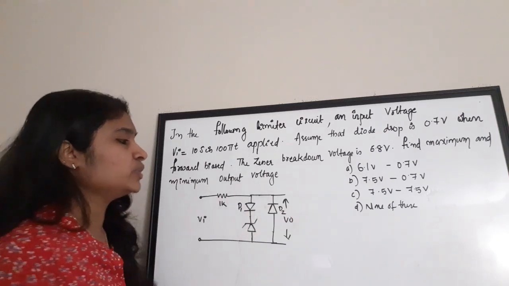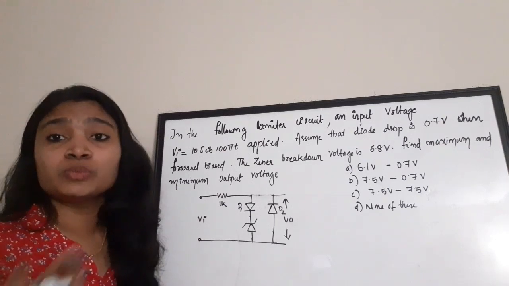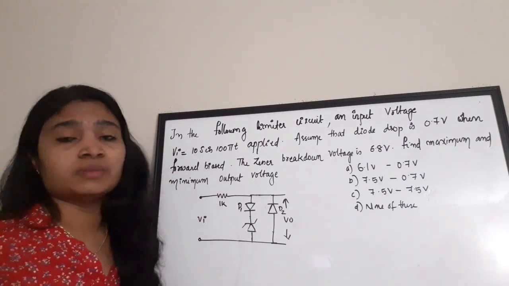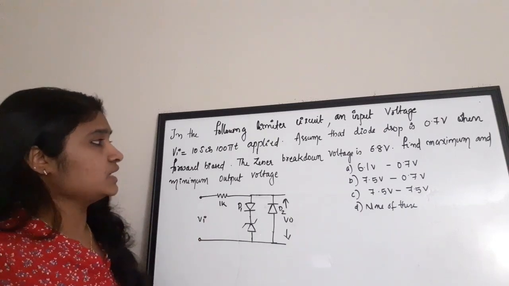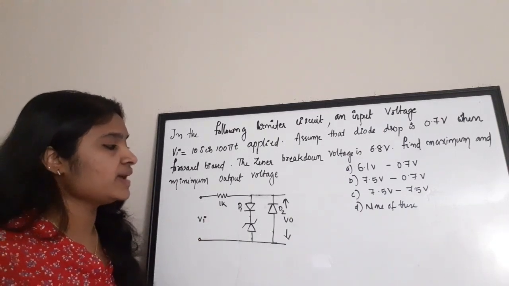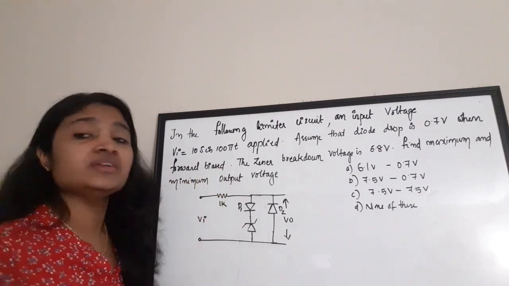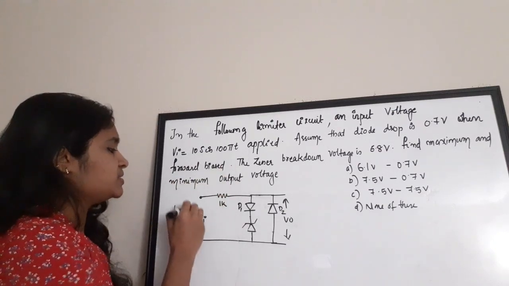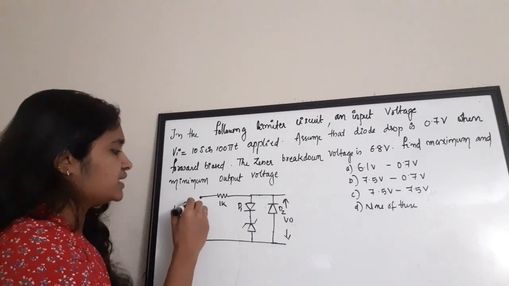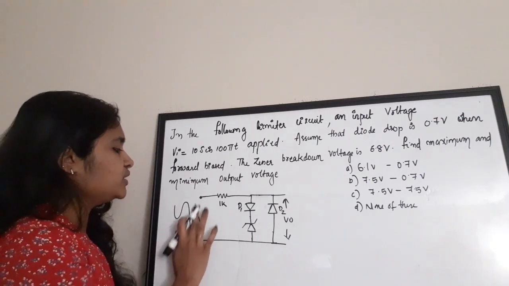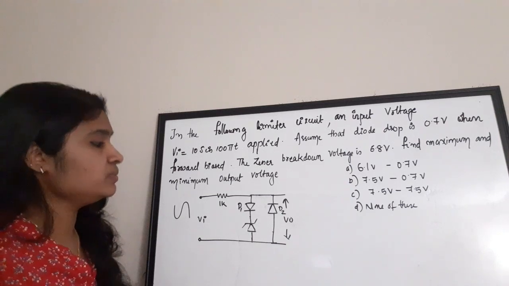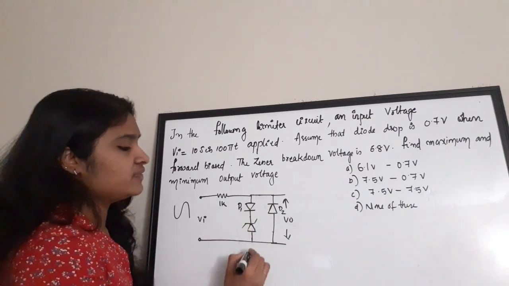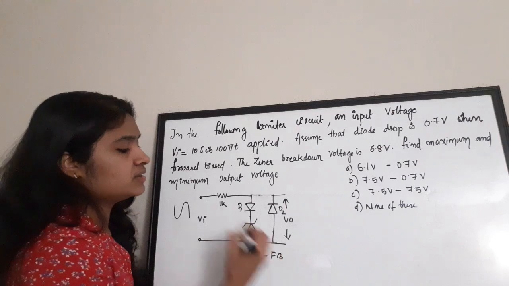This is the output voltage. We need to find the value of the output voltage, maximum and minimum. The Vi applied is 10 sin 100 pi t. What type of wave is it? It is a sine wave, so there is a positive half cycle and a negative half cycle. What will happen during the positive half cycle of the wave? During the positive half cycle, this diode D1 will get forward biased.